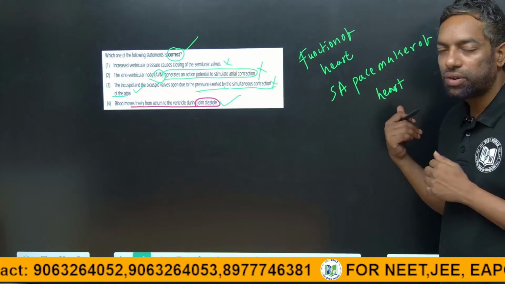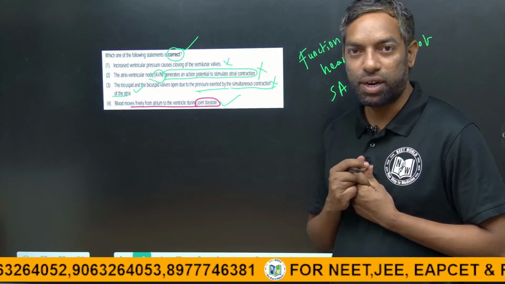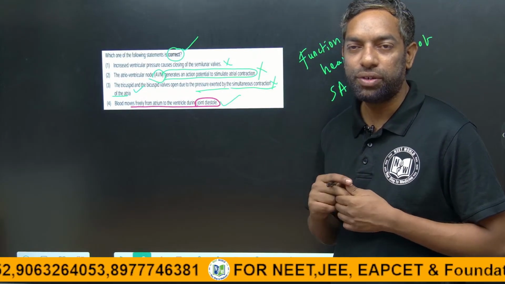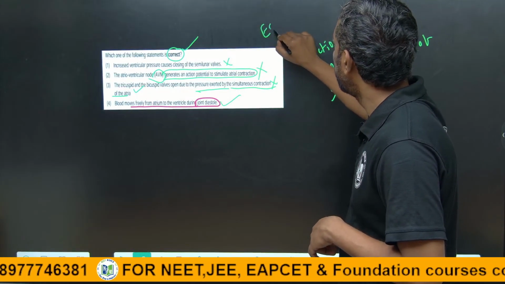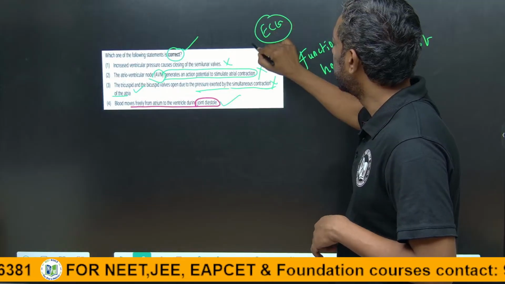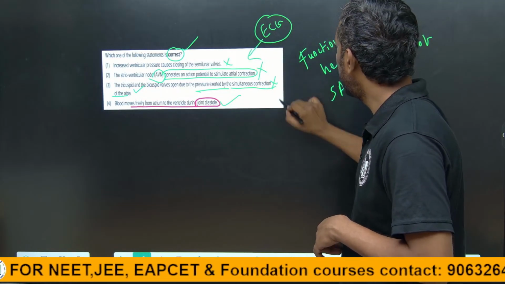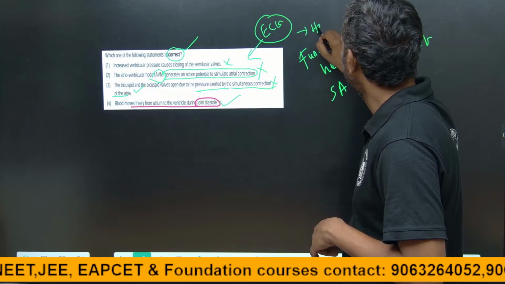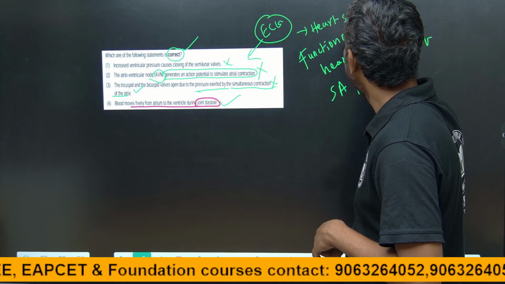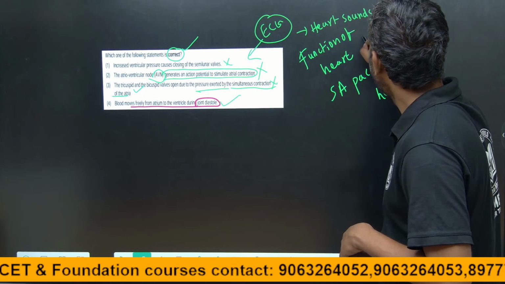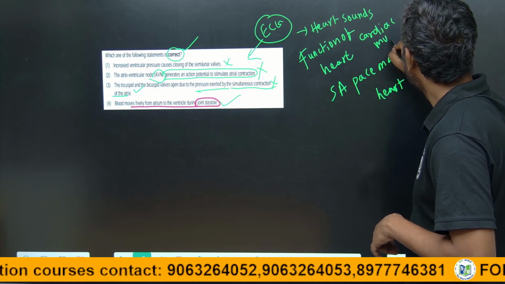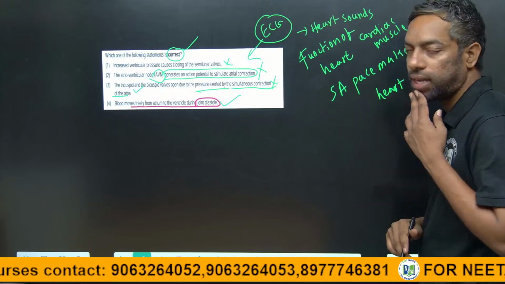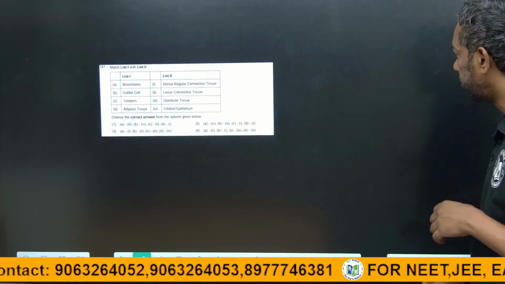You can go through the heart function and structure once, as it may confuse you. In this chapter, ECG is especially important, guys. ECG, heart sounds and cardiac muscles are all important in the circulatory system.